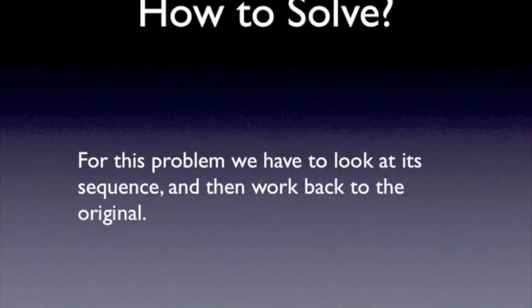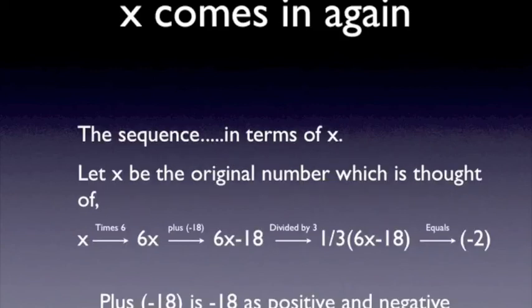How to solve? For this problem, we have to look at its sequence, then work back to its original. X comes in again, the sequence in terms of x. Let x be the original number we just thought of. So here I've made a diagram that depicts the sequence. By the way, plus negative 18 is negative 18, as positive and negative makes negative.